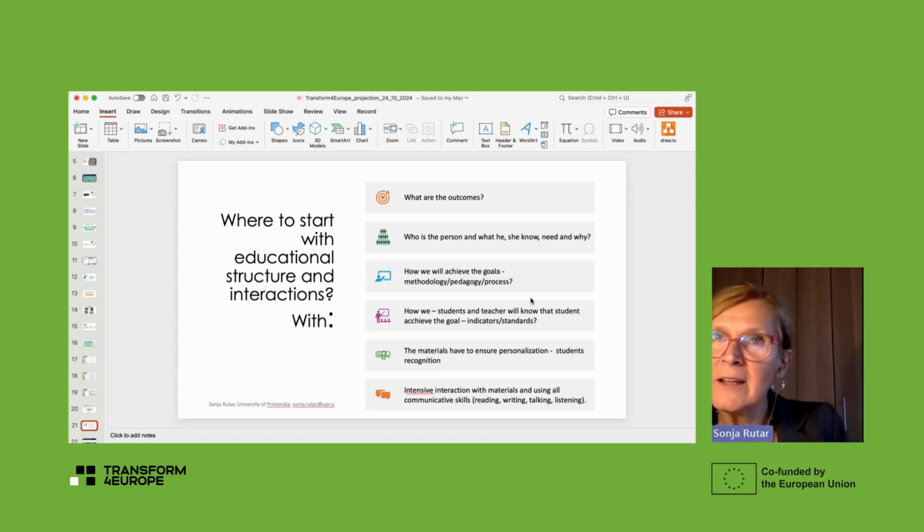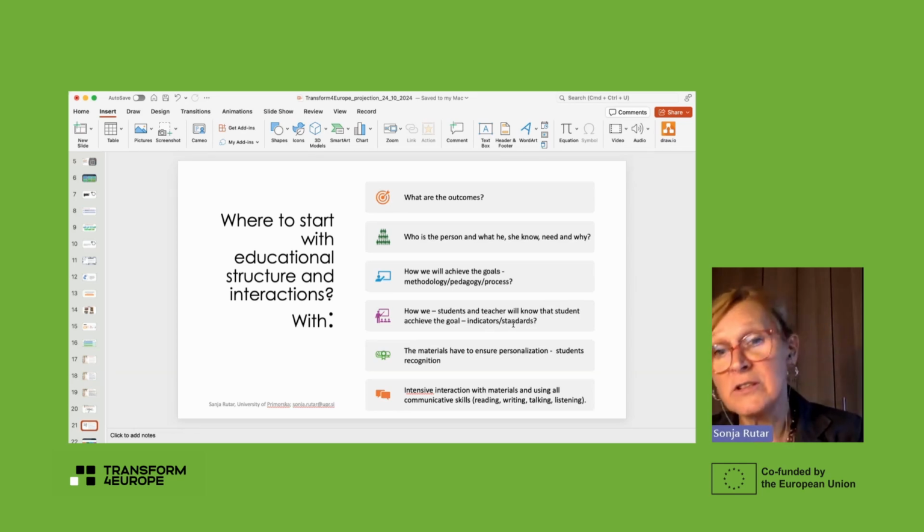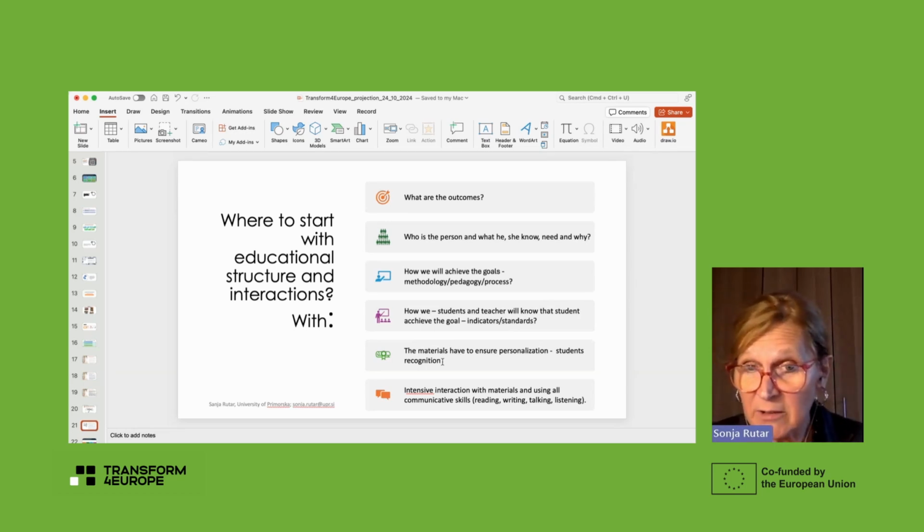So when somebody comes to the classroom, probably nobody really knows what's behind this, what kind of preparation has to be in place before teachers come there to organize those kinds of discussions. And then how will students and teacher know that students achieve the goal? So maybe we have to develop together standards or indicators of the results. It's important also to develop together. The materials have to ensure personalization, the recognition also of students' knowledge, and then intensive interactions with materials.